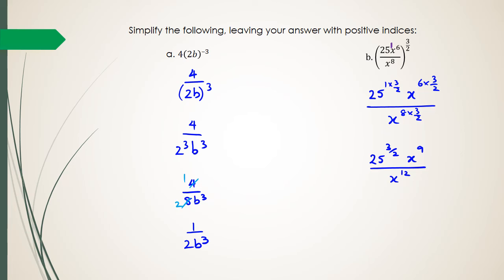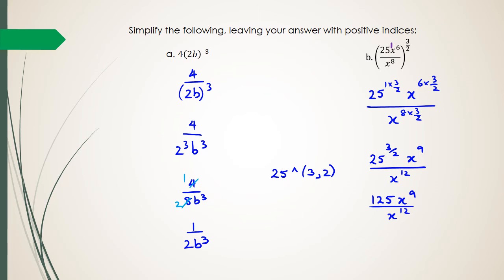So if you are not really savvy with 25 to the power of 3 over 2, you can literally just put this in the calculator. But the only thing I'd recommend is when you put 25 to the power of 3 over 2 in the calculator, make sure you put a bracket around the 3 over 2. It's really important that you do that. And I'm hoping that you actually get the answer of 125. So that means you get 125 x to the power of 9 over x to the power of 12.